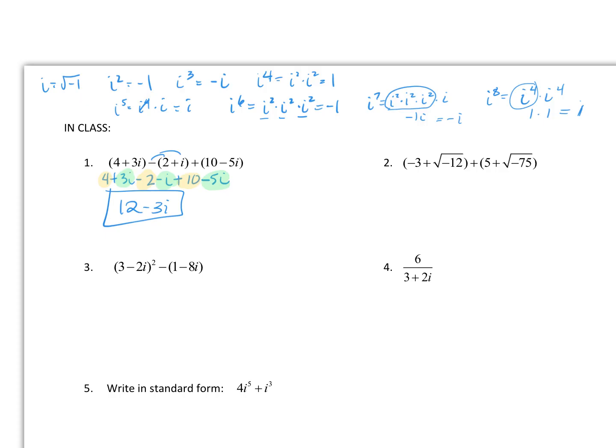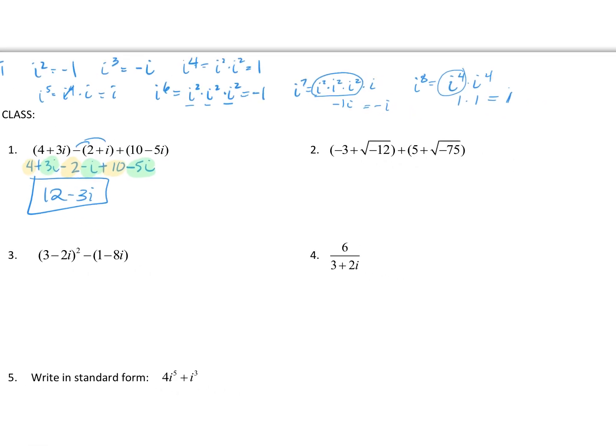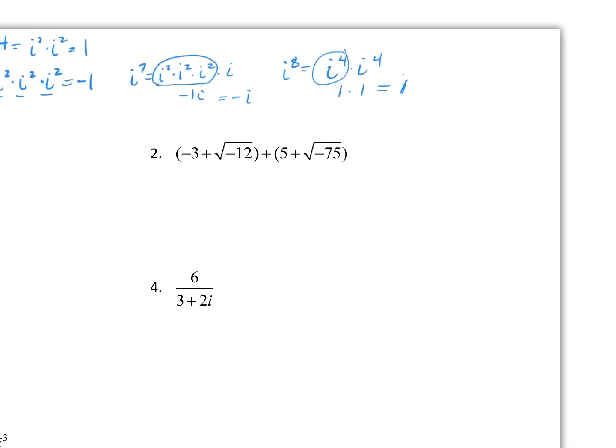Now, number 2. At first glance, you're like, there's no i's in this. This is not complex numbers, but it is because you have square roots under the radicals. So what you're going to need to do is simplify those radicals. Alright, so let's look at this. Square root of negative 12. You're going to factor everything down and see how we can simplify it. So negative 12 is negative 1 times 4 times 3.